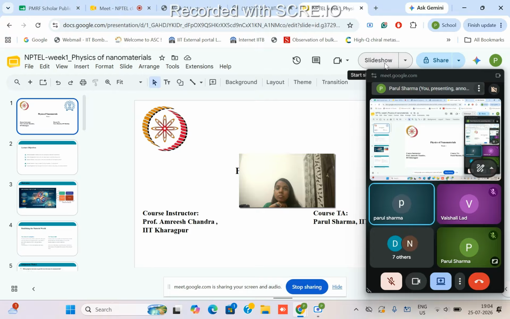So these are all the advantages of the nanomaterials in the various fields.